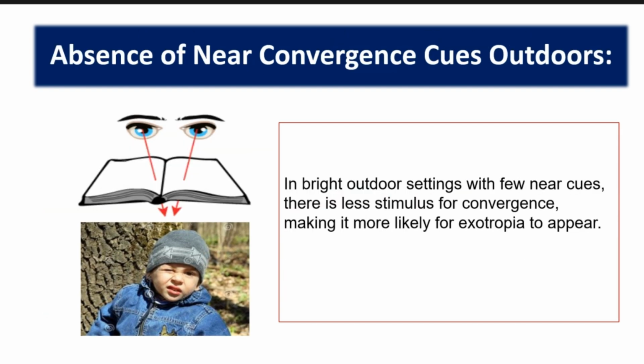Another theory is that usually in bright outdoor settings, we have very few near cues, and therefore it is a very weak stimulus for convergence, making it more likely for exotropia to appear. So what I mean to say is that when you're looking at far, you're not really converging your eyes because your near cues are less, you're looking at a distance, there's more divergence, and therefore exotropia appears more.